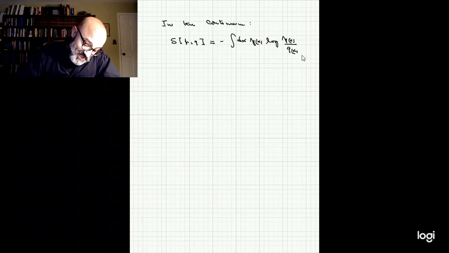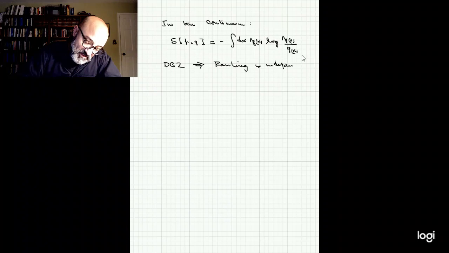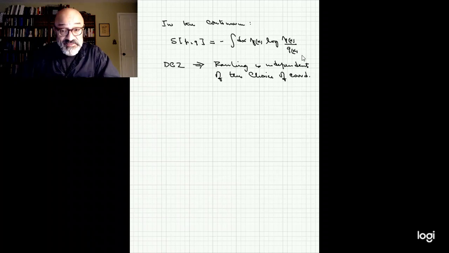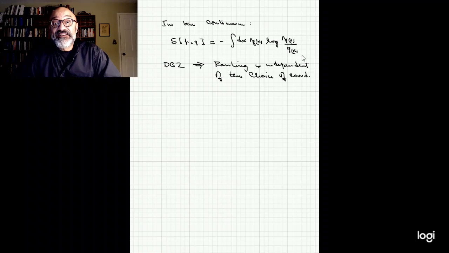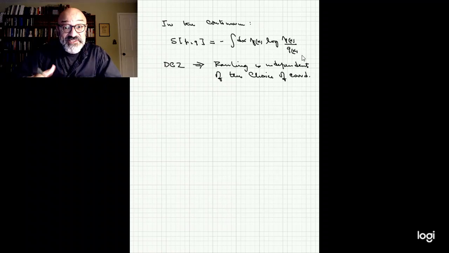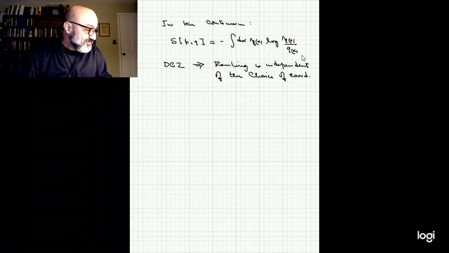So C2 implies coordinate invariance: the ranking is independent of the choice of coordinates. This is actually kind of important because after all, it shouldn't matter if you're doing your inference using Cartesian coordinates or you're doing your inference using spherical coordinates. The coordinates themselves should not carry information. Very good.